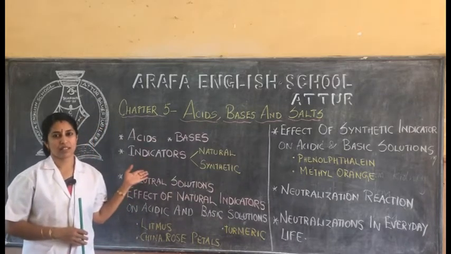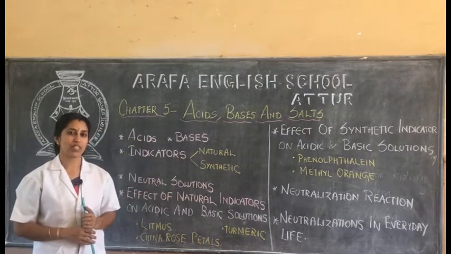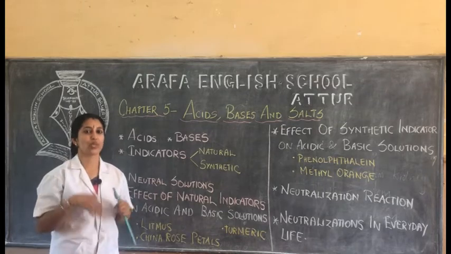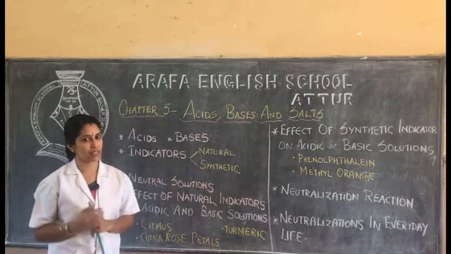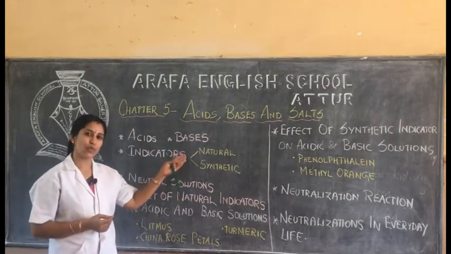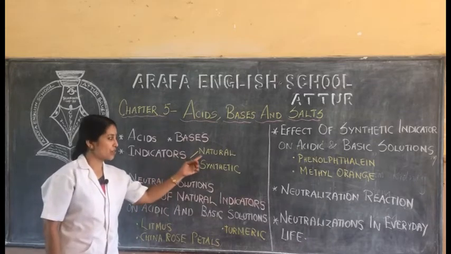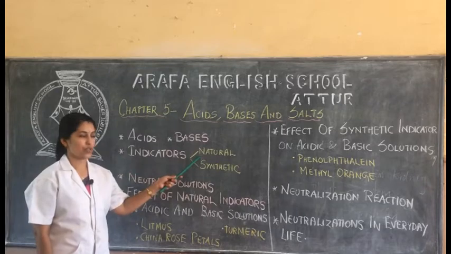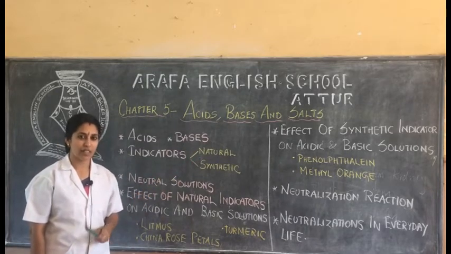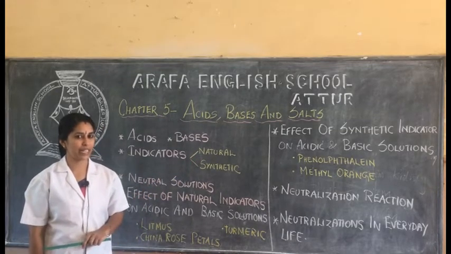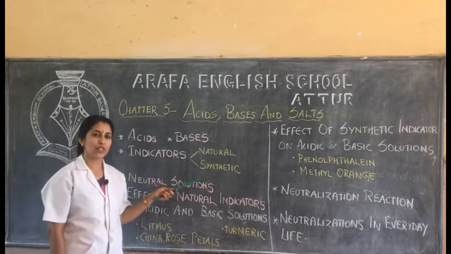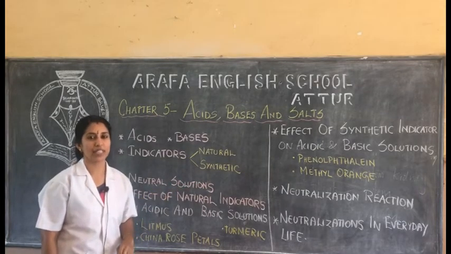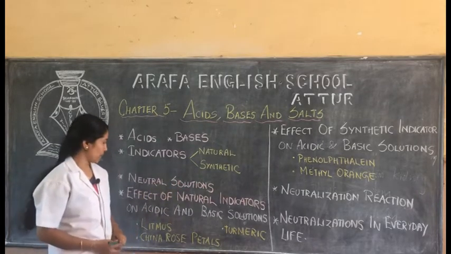Now indicators. Indicators are the substances which help us to identify which are acids and which are bases. We have two types of indicators, natural indicators and synthetic indicators. Examples of natural indicators are turmeric, China rose petals and litmus. And examples of synthetic indicators are phenolphthalein and methyl orange.